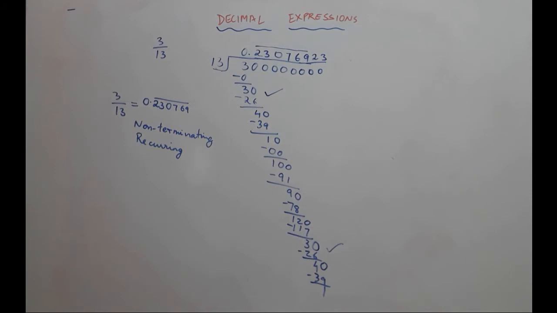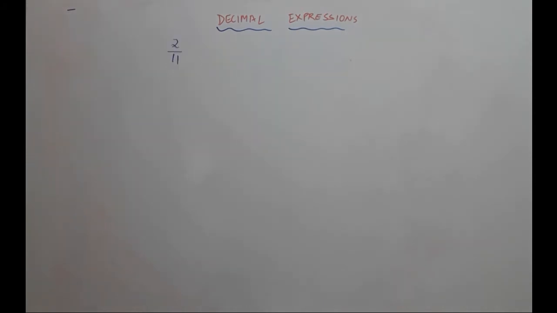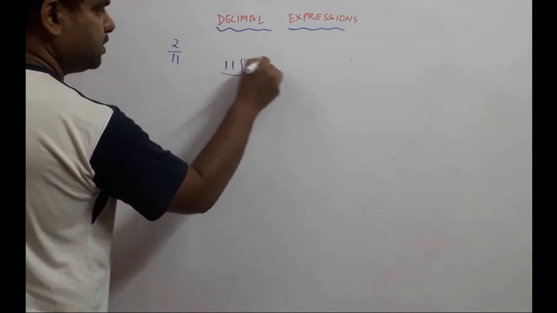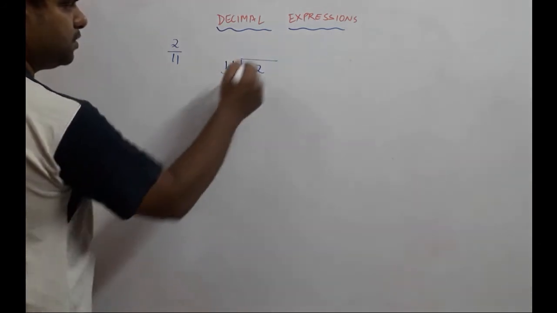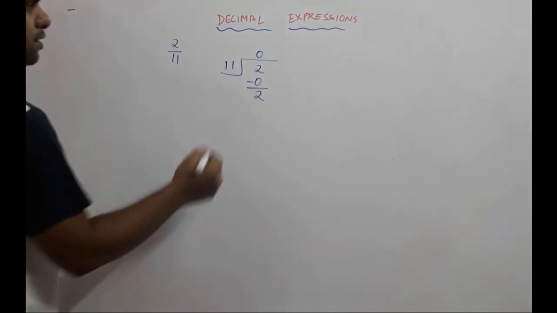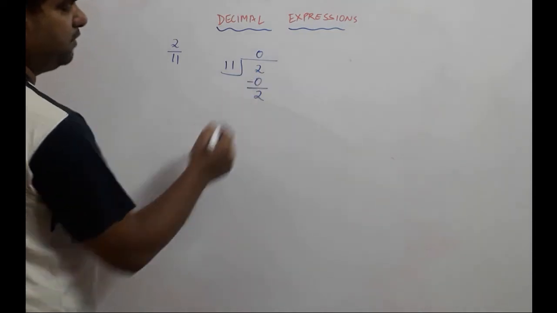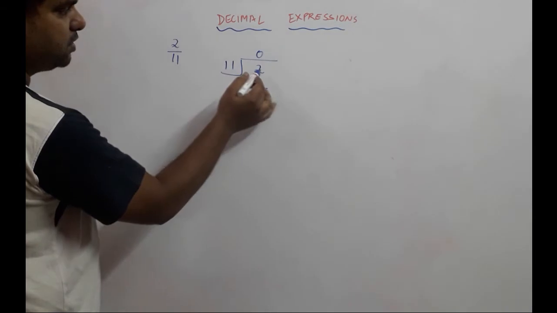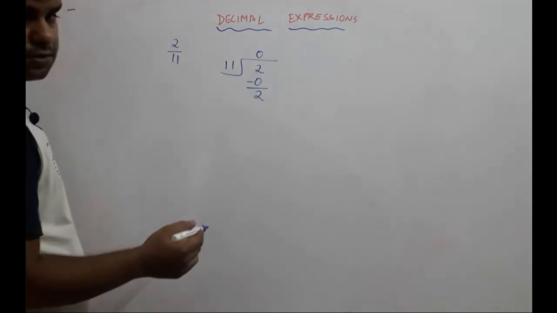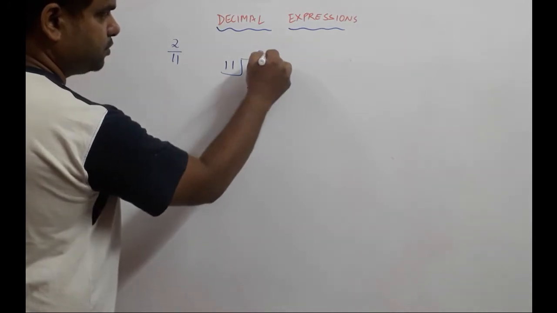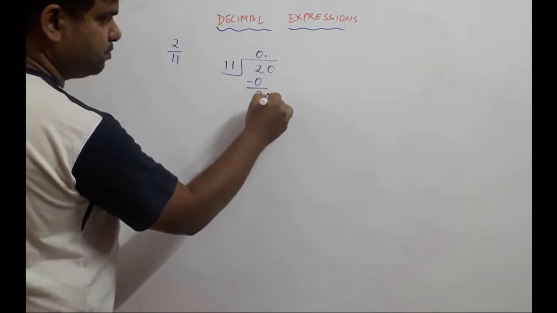Let's go to the next problem. Next problem is 2 upon 11. Let us divide 11 divided by 2. So we'll put a 0 here. Why 0? Because it is not divisible by 11. Not only that, the divisor has 2 digits compared to the dividend which has only 1 digit. So we cannot divide that. So we put a 0 here, we put a decimal point over here, and bring the 0 down.